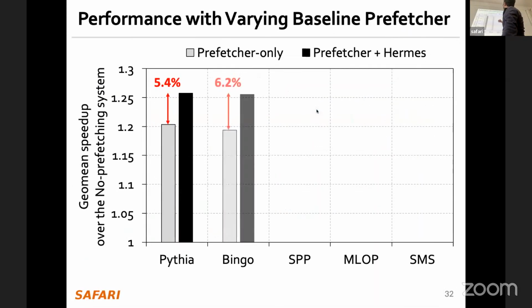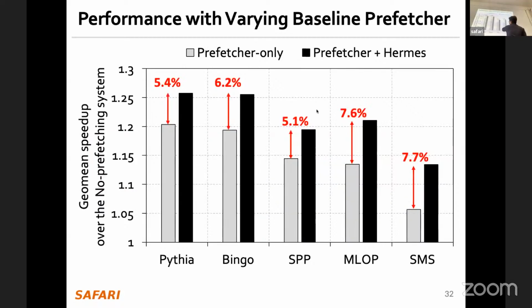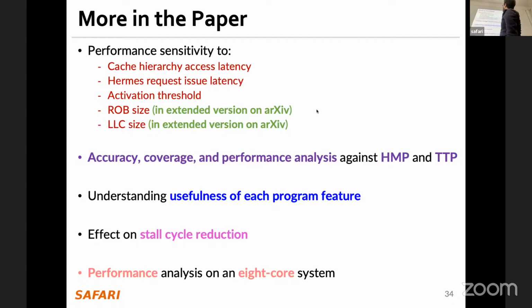I'm going to skip through these results, but essentially they show that these benefits are not just on top of PTI as a prefetcher. In this work we have evaluated many other types of prefetchers, like Bingo, SPP, and others. There are many prior works, and Hermes can provide performance benefit consistently across the entire range. And all of this is with just 4 KB of storage overhead and 1.5% power overhead on top of systems. There is lots of other data which I'm not going to cover in this presentation.